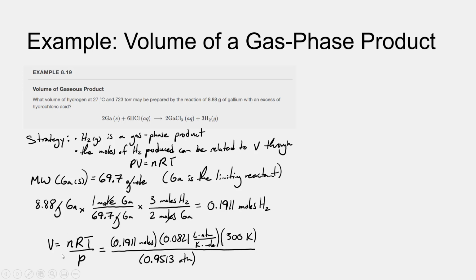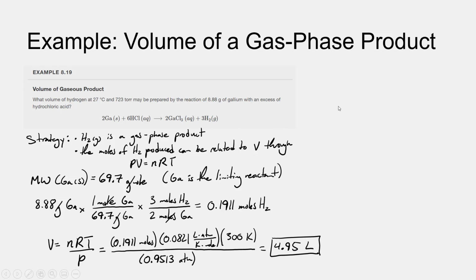The volume the hydrogen gas is going to occupy is now calculated as 0.1911 moles times 0.0821, the gas constant, times the temperature in Kelvin, 300 Kelvin, divided by the pressure in atmospheres, 0.9513. Moles cancels with moles, Kelvin cancels with Kelvin, atmospheres cancel with atmospheres, leaving us with the volume in liters. We would expect that the hydrogen produced would occupy 4.95 liters under these pressure and temperature conditions.